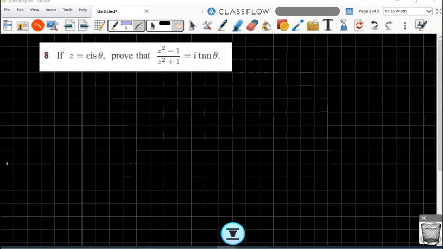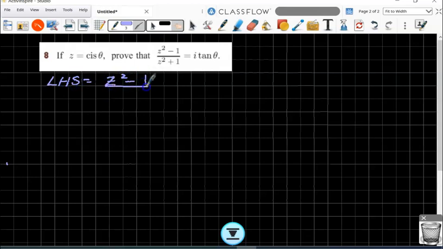Okay, if z equals cis theta, prove that z squared take 1 over z squared plus 1 equals i tan theta. We've got two options. When we've got cis theta, we can either think about messing around with the properties for cis theta. So cis theta times cis phi equals cis theta plus phi, whatever. Don't think that's going to help us here. We've got de Moivre's theorem, right, with the whole squared thing. And then we've also got the fact that cis theta is cos theta plus i sine theta. All right, so let's have a look. Left-hand side.